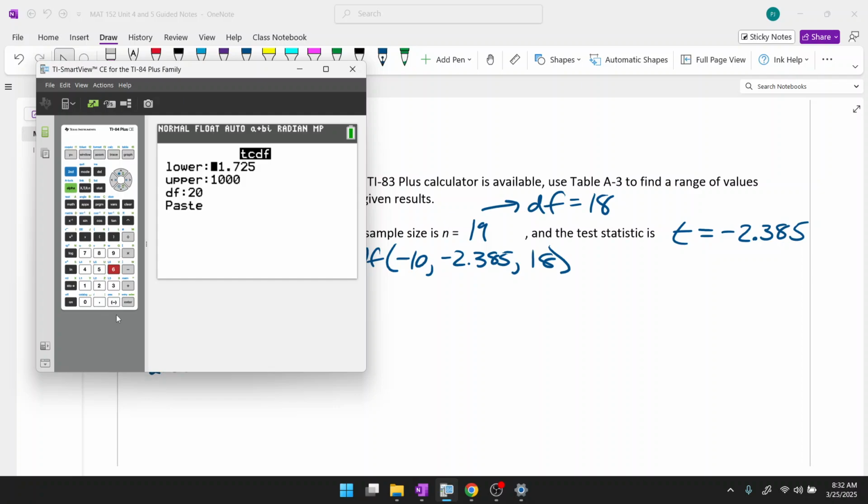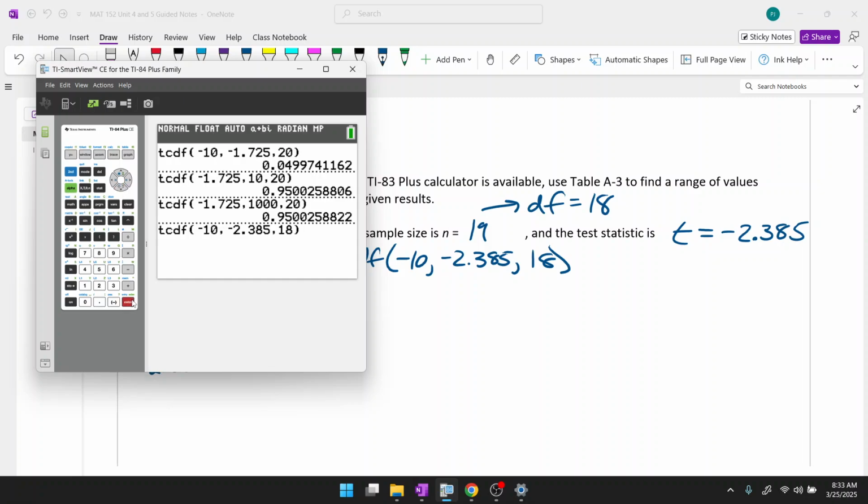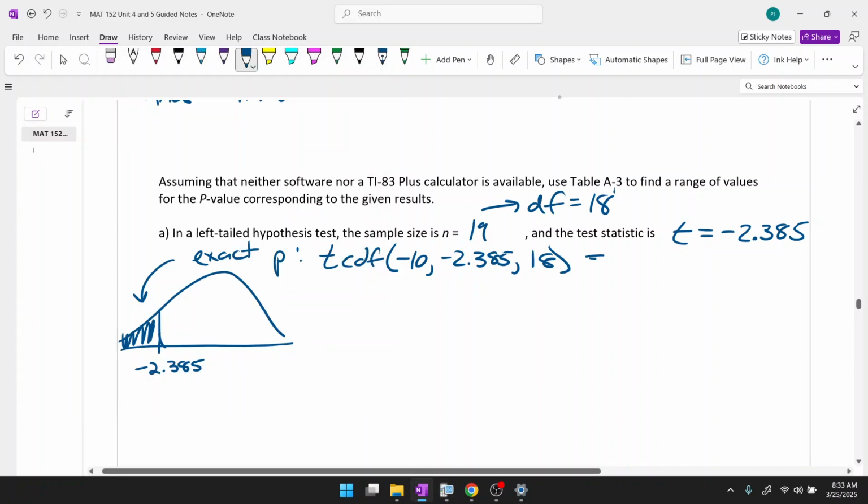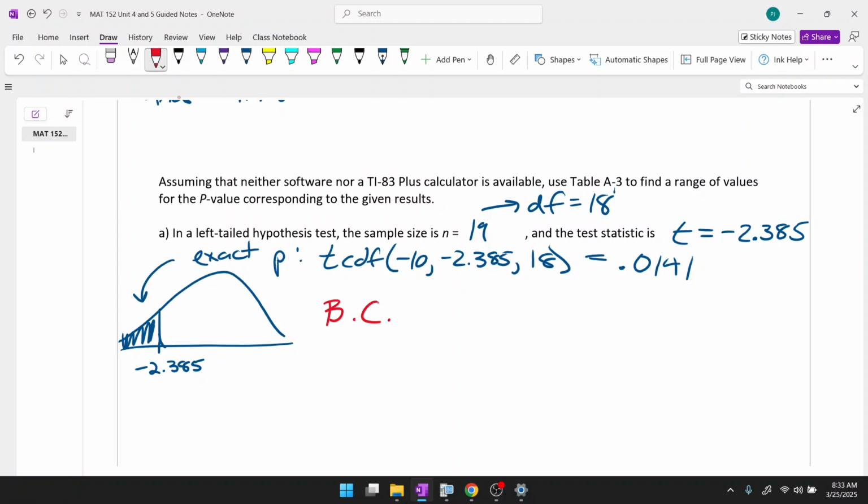The purpose of this exercise is to kind of show you how it used to be done, because 30 years ago, these calculators did not have TCDF. So we have degrees of freedom of 18, not 188, but 18. And we get 0.0141. I like to call this before calculator.